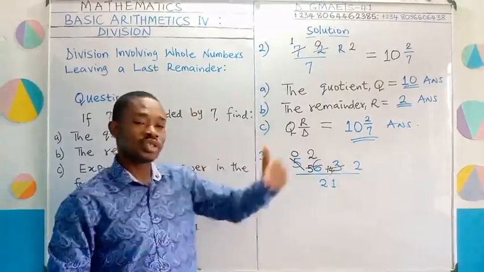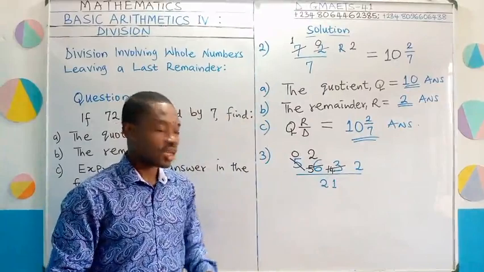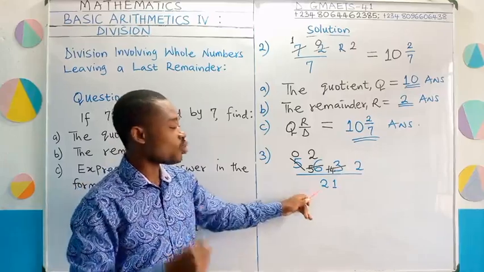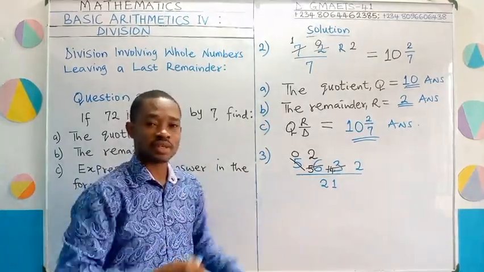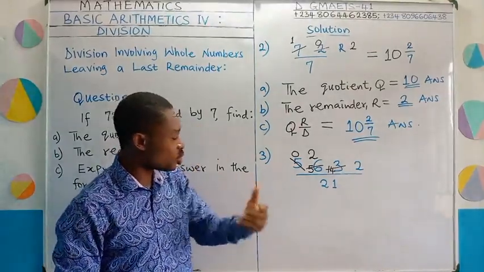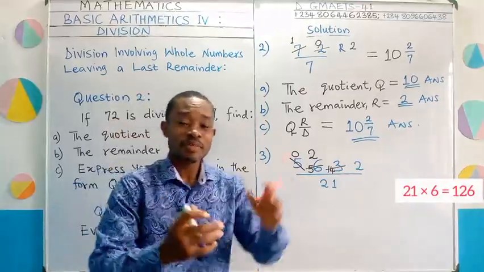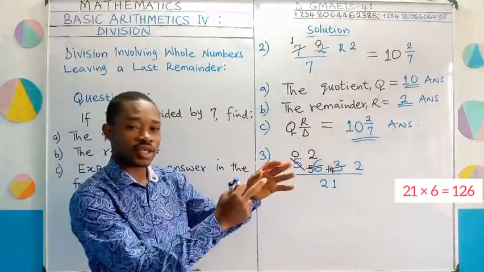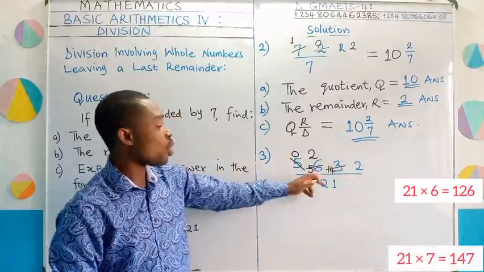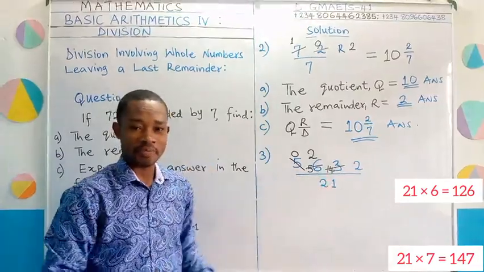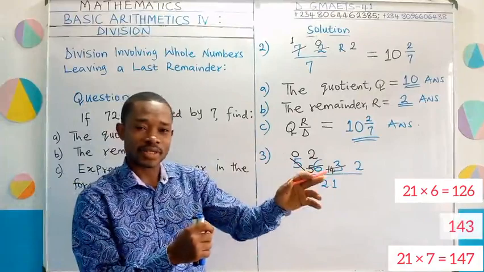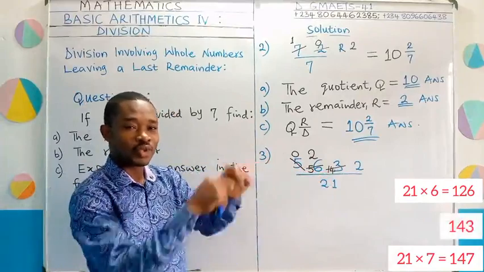That 147 is greater than 143 already. So you need to reduce that multiplication. Let us check 21 times 6. 21 times 6 will give you 126. So you see, 21 times 6 is 126, 21 times 7 is 147, and what we are dividing is 143. That 143 is between 126 and 147 in the 21 times table.